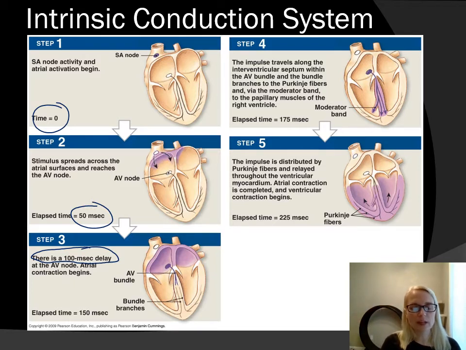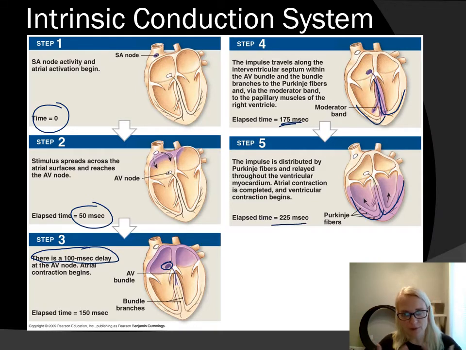So that 100 millisecond delay is just a little hangout spot at the AV node, waiting for the atria to contract. Then it starts sending its signal down the AV bundle and the bundle branches. So it takes about 25 milliseconds to get down the septum. Okay, and then it turns the corner, goes up the Purkinje fibers, and now this electrical signal is being sent to all the musculature of the ventricles, and then ventricular contraction can begin.